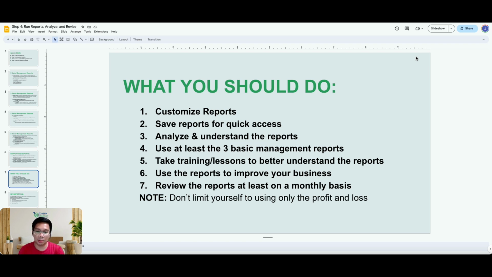Note, don't limit yourself to using only the profit and loss. I have worked with a lot of businesses, and oftentimes a business owner only looks at his profit and loss report. Profit and loss is a great report. It shows your income and expenses, but that's not enough. You should use other reports that help you understand your business better.